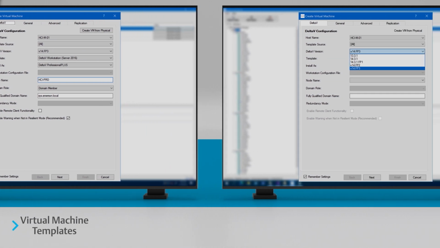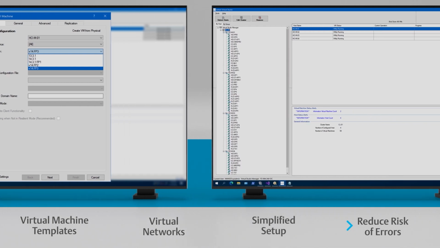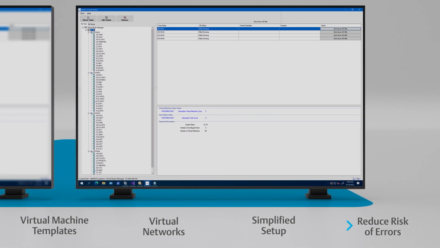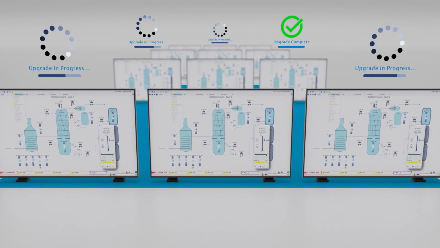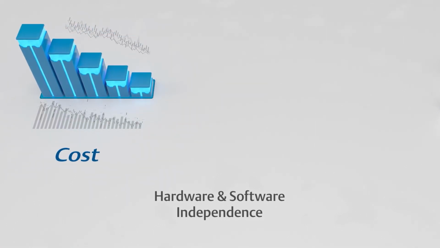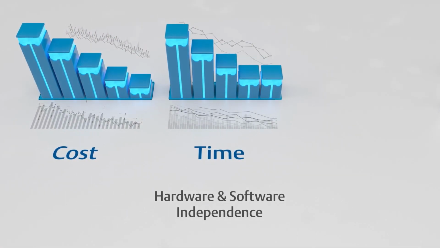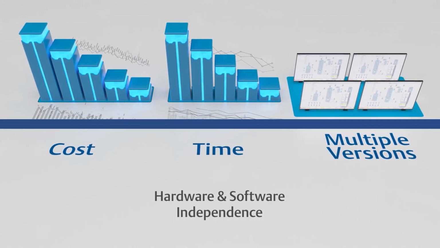Pre-configured virtual machine templates and virtual networks simplify system setup and reduce the risk of configuration errors. Maintaining workstations has never been easier because you can make hardware and software upgrades completely independent of each other. Hardware and software independence also means large cost and time savings for offline training and development systems that can run multiple versions of DeltaV on the same hardware.